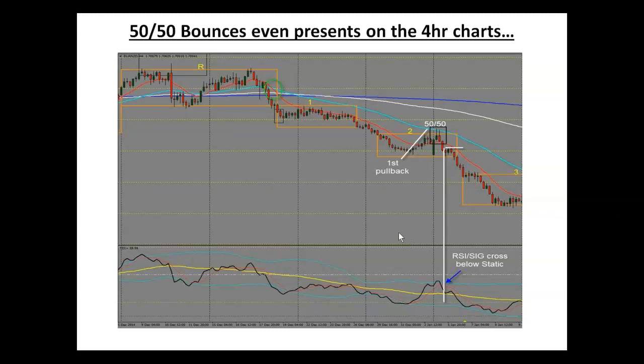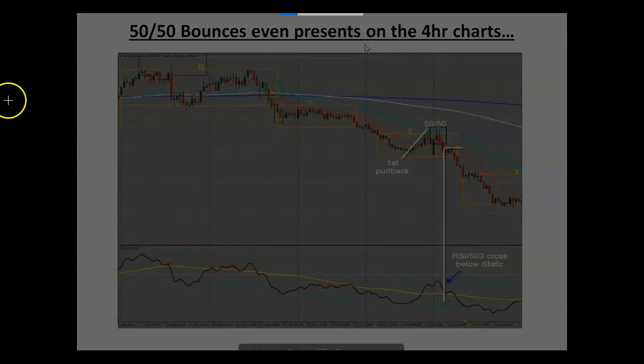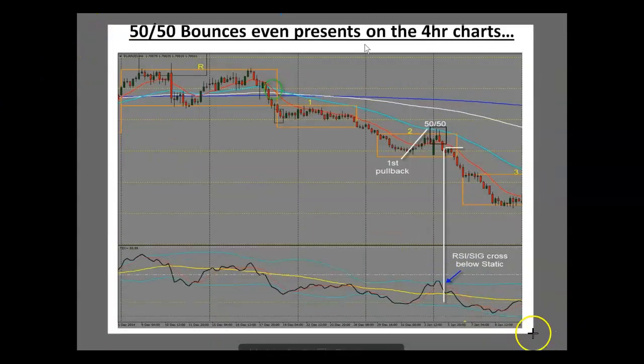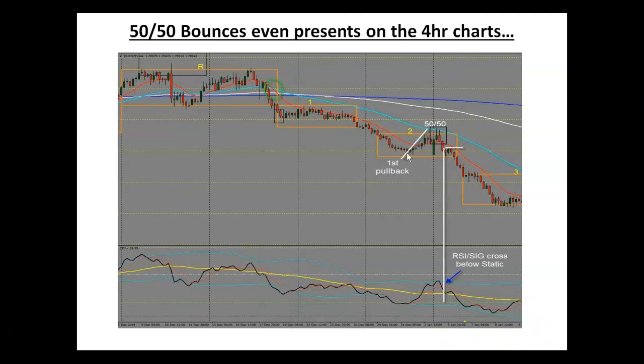All right? As you can see clearly, 50-50 bounces do present on the 4-hour chart because it's called a 50-50 bounce. 1 hour 50-50 bounce, 4 hour 50-50 bounce, same thing. So you look at the 1350 cross, and you look for the first pullback. Now 4 hours is going to be a lot more than 25 to 50 pips, closer to 50 than 25.